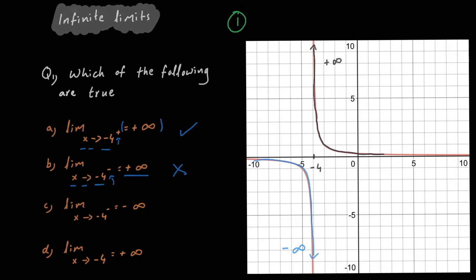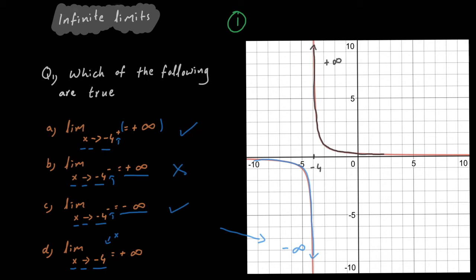Part C, limit as x approaches negative 4 from the negative side or the left side. If you remember, left is simply negative and right is simply positive. From the negative side, y is approaching negative infinity. Yes, we just saw it over here that it is reaching negative infinity. So this is true.